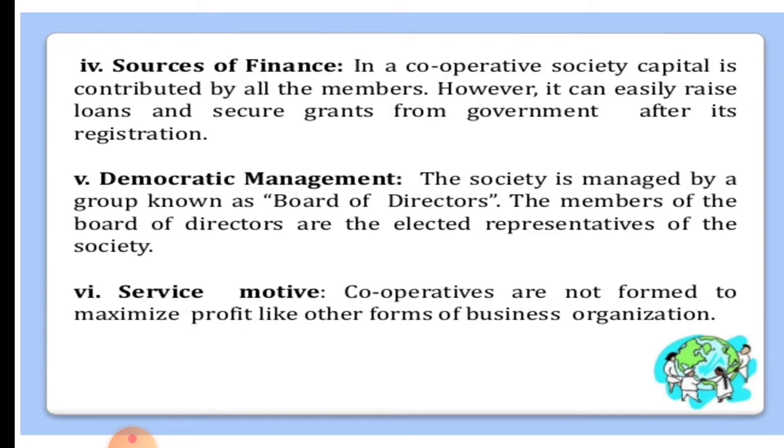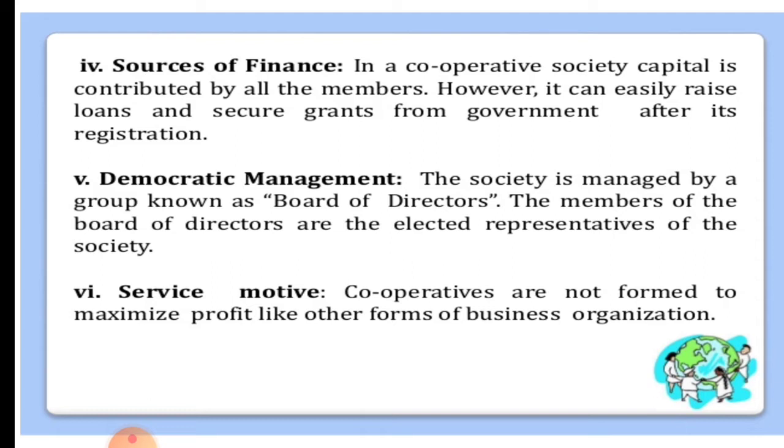Sources of finance. In a cooperative society, capital is contributed by all the members, but it is very much limited. However, it can easily raise loans and secure grants from government after its registration. So only after getting registered, the cooperative society can get financial assistance from the government, either from state or from the district level cooperative societies or village level cooperative society. It depends on the area in which the cooperative society is functioning. But the source of finance each member is contributing is very limited, and as such, they cannot expand the business to a larger scale. So that is one of the demerits of cooperative society.